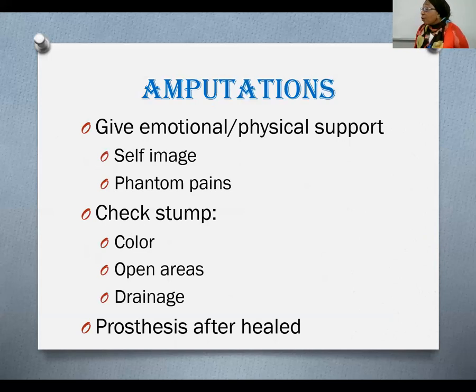Sometimes they'll feel phantom pain, even though the limb is not there. For example, if they amputated below the knee, they'll sometimes feel as though their full leg is there and they're feeling pain in the foot, when the foot is actually not there. So when they've had an amputation, make sure you're checking the stump where they got the amputation, where they've got new skin on. Just make sure you're checking that area because it can easily become infected. It can easily open. So make sure you're checking for color, open areas, and drainage. And then they can have an artificial leg after they are completely healed.